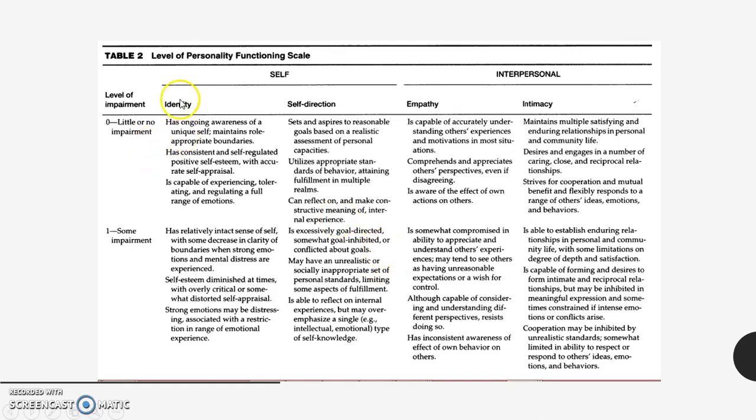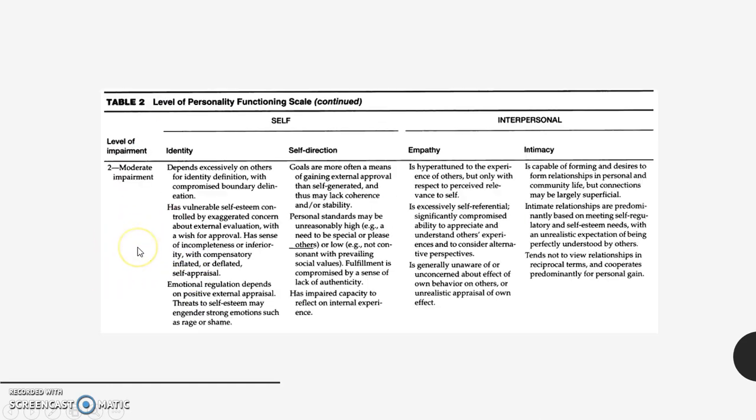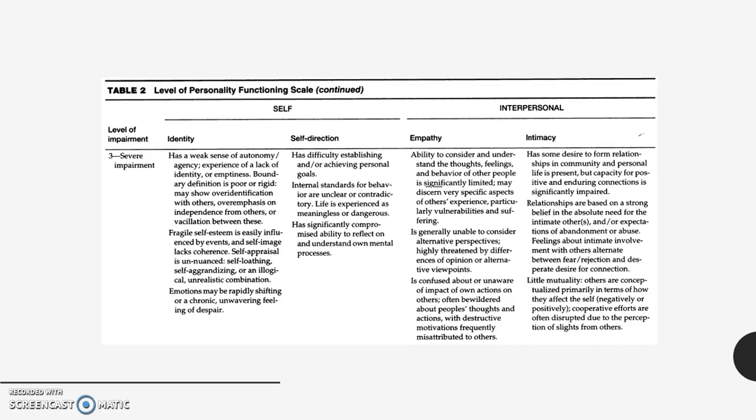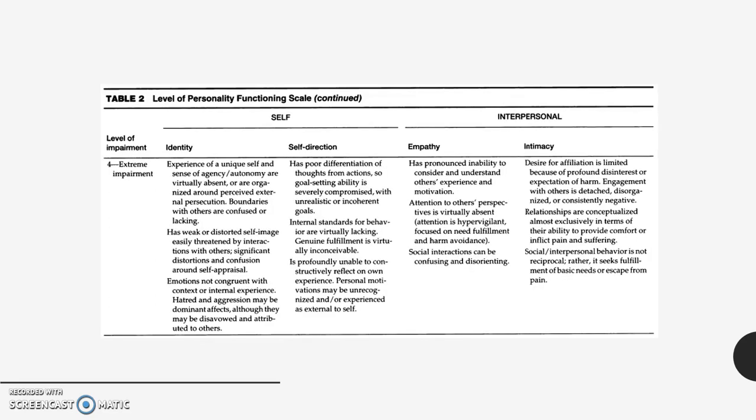So for example, here we have identity, self-direction, empathy, and intimacy. And here are the descriptions for little or no impairment. Here are the descriptions for some impairment. Here are the descriptions for moderate impairment. From here on, we would mark it as a pathological level of personality functioning: severe impairment, and of course extreme impairment. Okay, so this is for Criterion A.